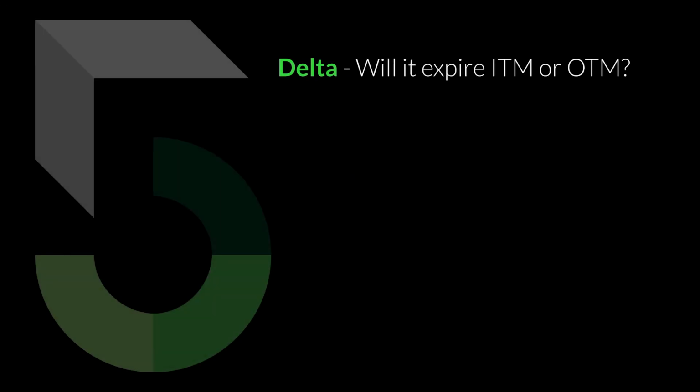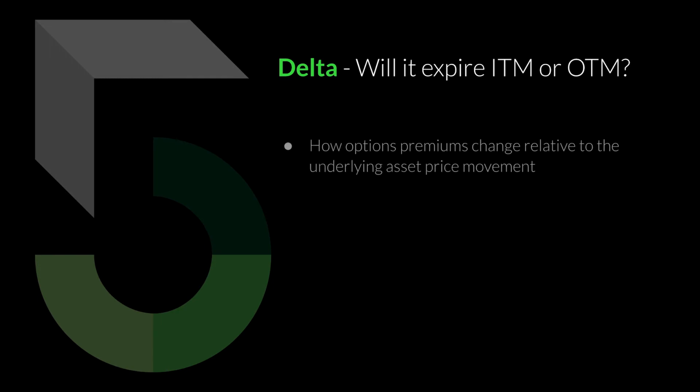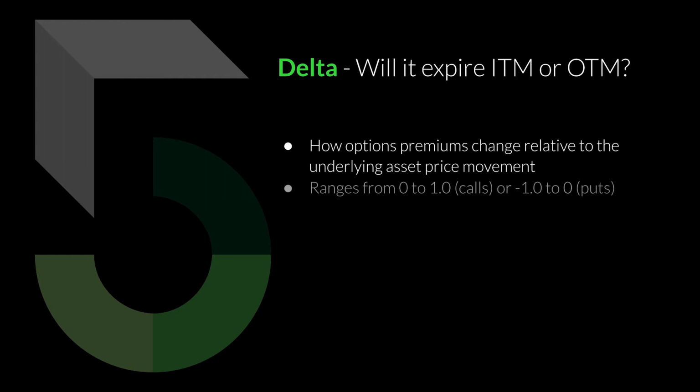Let's look at the first one, delta. It basically asks the question, will it expire in the money or out of the money? And delta is how options premiums change relative to the underlying asset price movement. So for a stock, if that price moves, let's say $1, how does that affect the options price of that stock? The delta value ranges from 0 to 1 if it's a call option, or -1 to 0 if it's a put option.